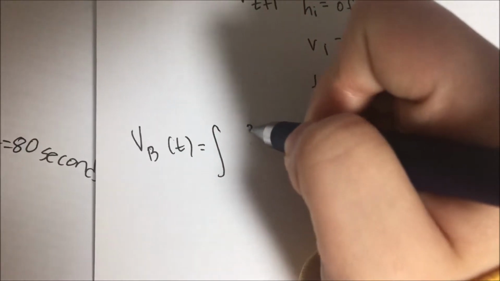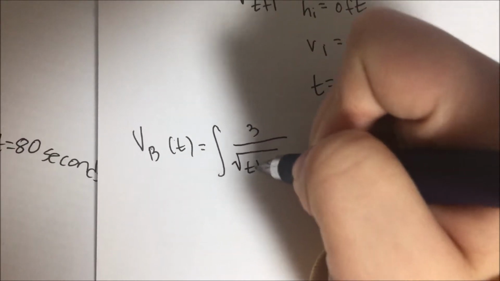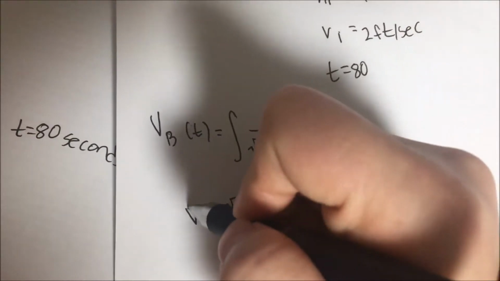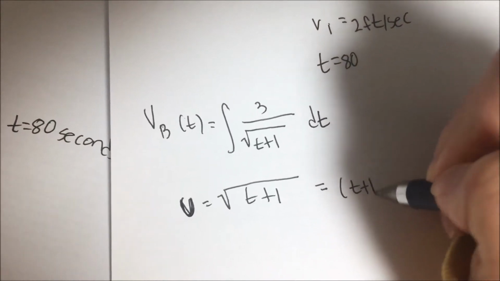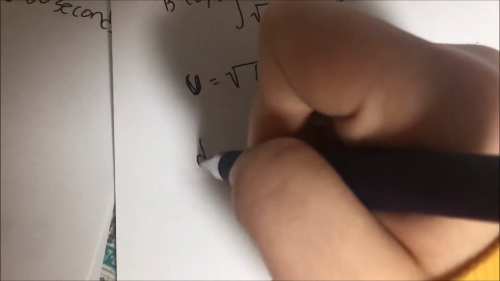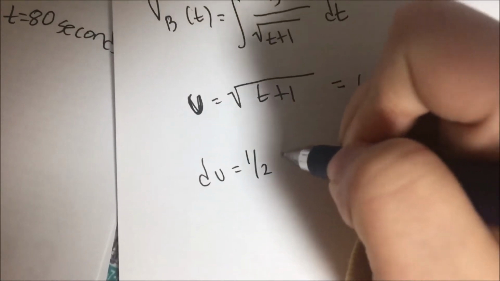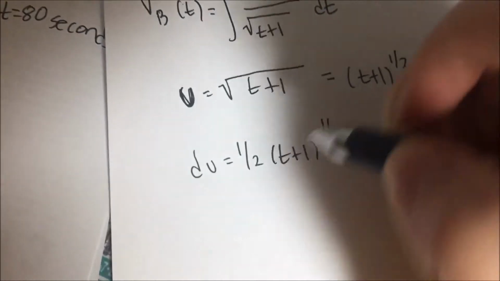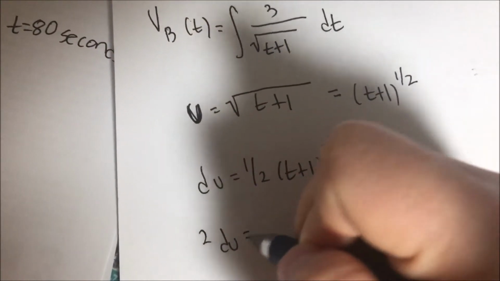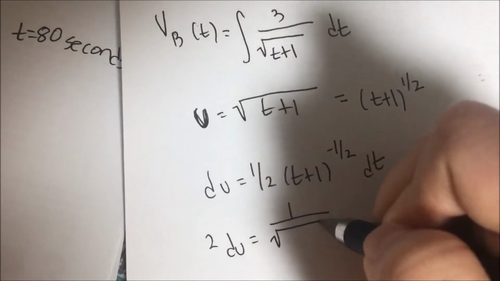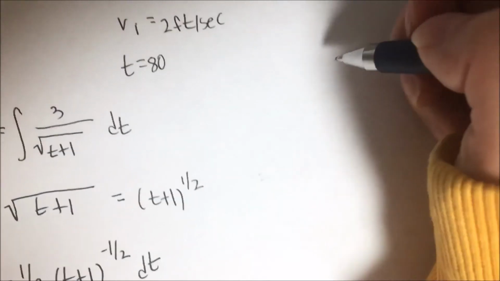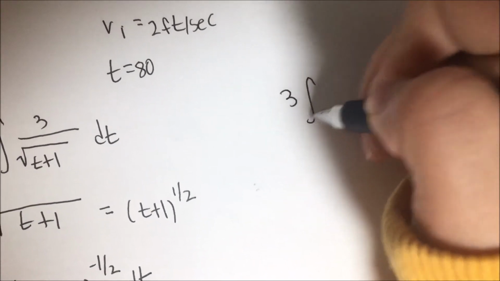So take the integral of the acceleration, which is 3 over square root of t plus 1. Make u equals square root of t plus 1, which means parentheses t plus 1 to the 1/2 power. If you calculate, du is 1/2 parentheses t plus 1 to the negative 1/2 dt. So we can make it 2 du equals 1 over square root of t plus 1 dt, which is exactly the formula with you, pulling out 3.